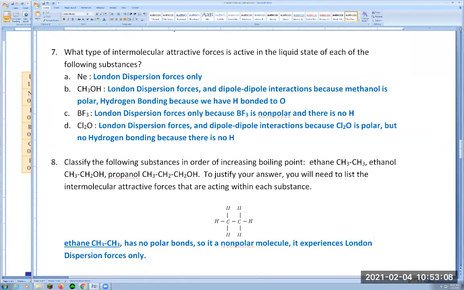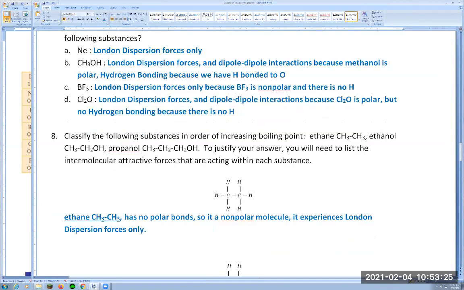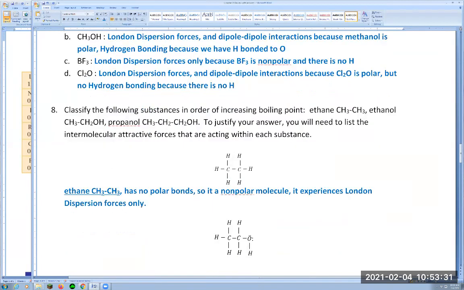Let's draw the Lewis structure of ethanol now. So ethanol is the same as ethane, except that you will change one of the hydrogens to an OH. That's the only difference. So then the Lewis structure looks like this. Very similar, except that you have an OH this time. And so here the oxygen, if you look at the oxygen, it's surrounded by 2 single bonds and 2 lone pairs.